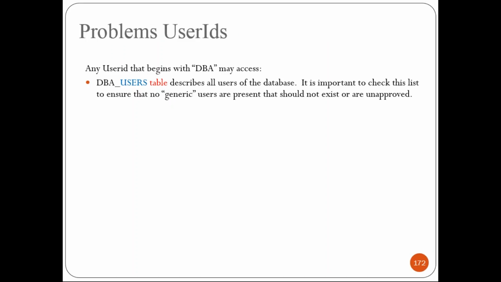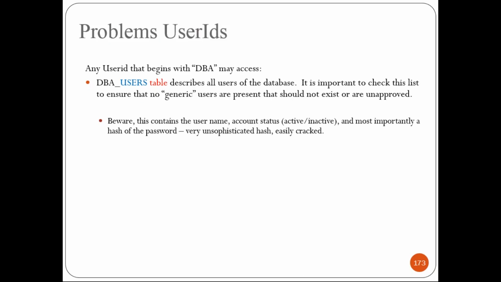Any user ID that begins with DBA, be careful. So let's start talking about some of these user IDs in SAP and Oracle that are trouble. DBA users is a problem. DBA users describes all of the users of the database. It basically has everybody that's in the database. Worst of all, it has the hash of the password. So it has the username, the account status, active, inactive. It has other data that's captured about the user, but worst of all, it has the actual password. And the password, in the case of SAP and Oracle, is a pretty unsophisticated hash.